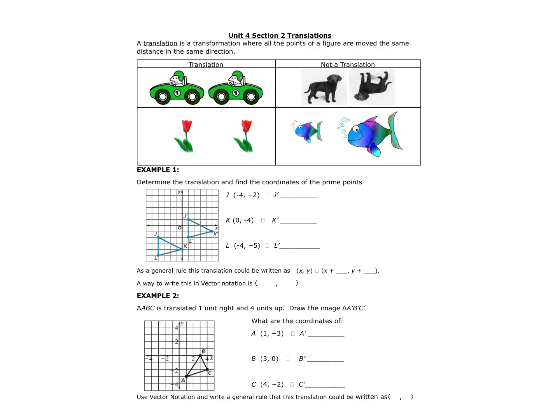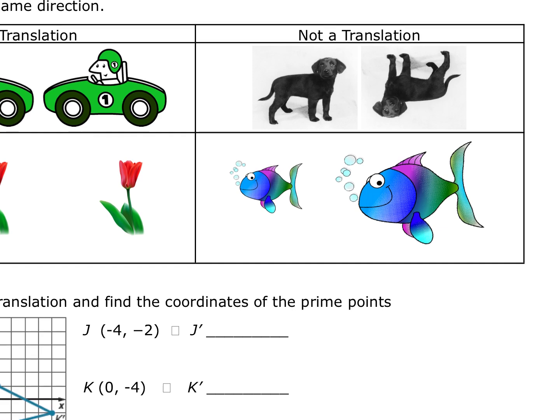All right. Now the picture of the dog, that dog has been rotated around a point, and so therefore it is not a translation. In the fish, it is blown up and gotten bigger, so that's why it's not a translation, it's a dilation. Okay.